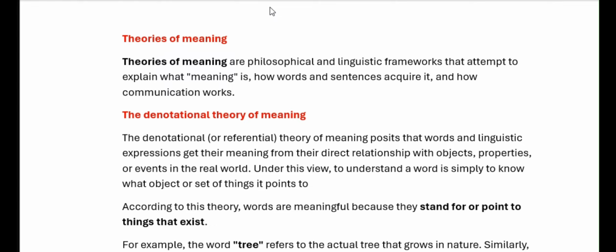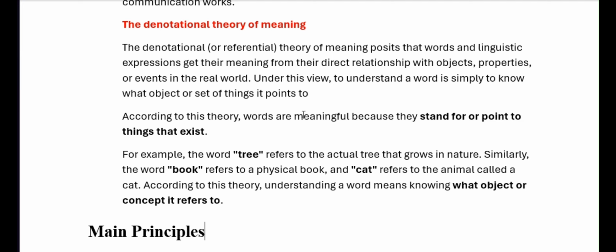It is basically the theory of meaning which posits that words and linguistic expressions get their meaning from a direct relationship with objects, properties, or events in the real world. What is meant by this is that there is a direct relationship between the object and the word which it is representing. For example, the word tree is related to the tree in the real world, and when we say the word tree, we are thinking about the object tree that is present in the real world.